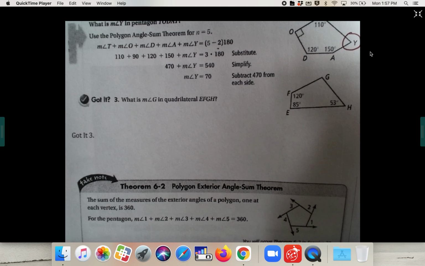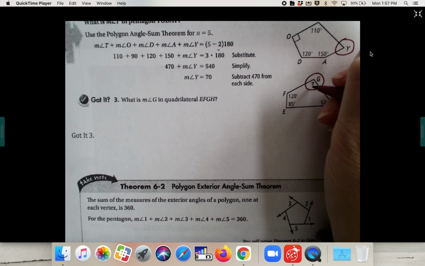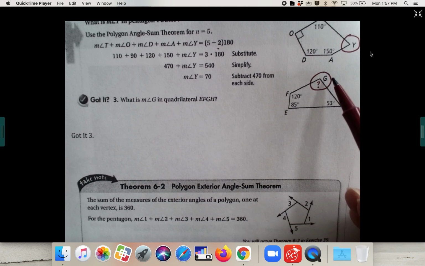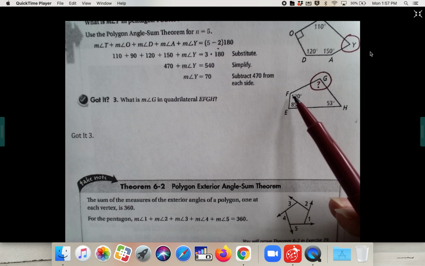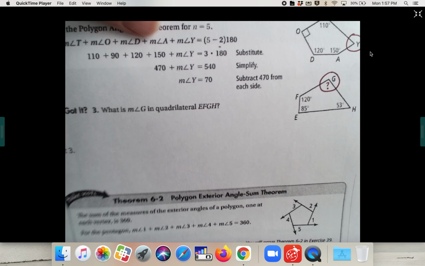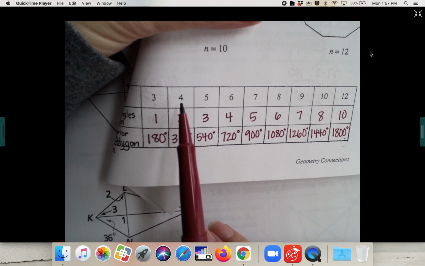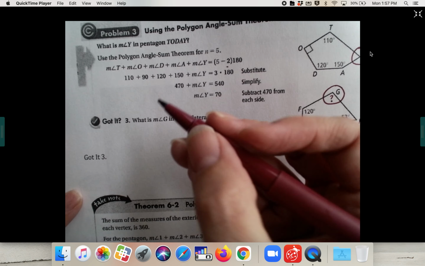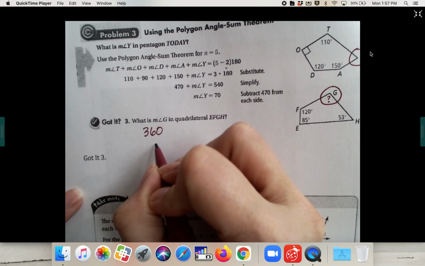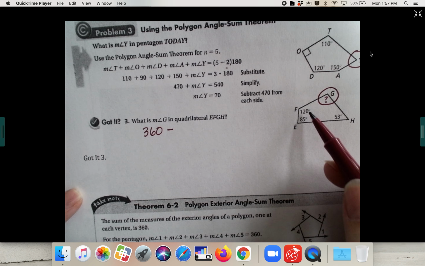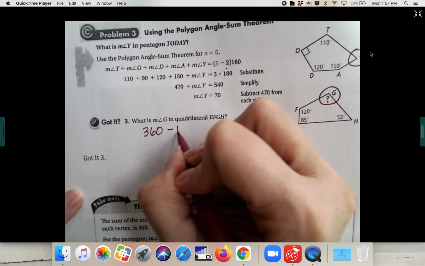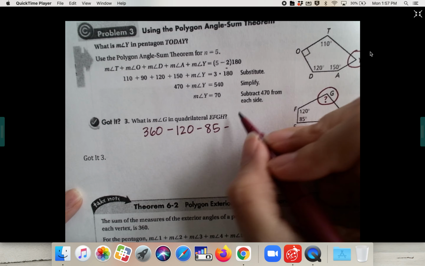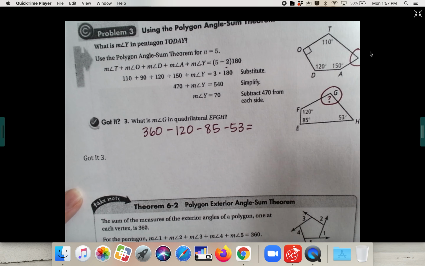What is the measure of angle G in this EFGH quadrilateral? So a 4-sided shape, if you're not sure, has 360 degrees in it. So we are just going to take 360 and we're going to subtract 120, 85, and 53. And again, this is not the only way to do it.